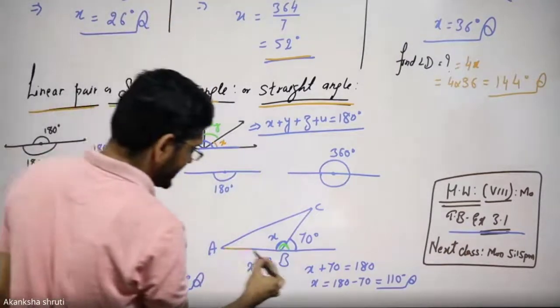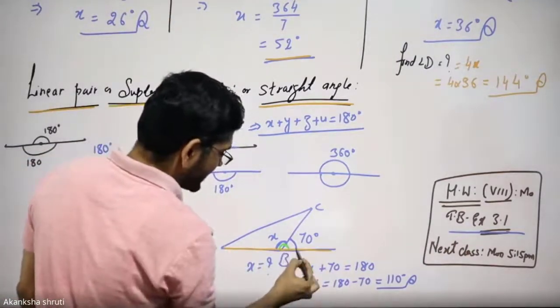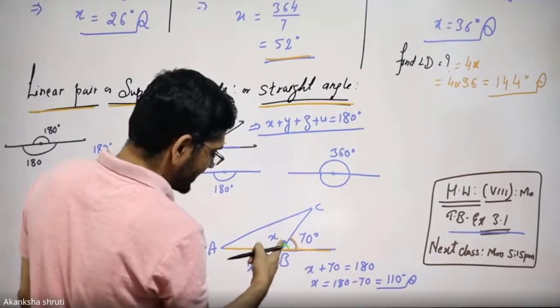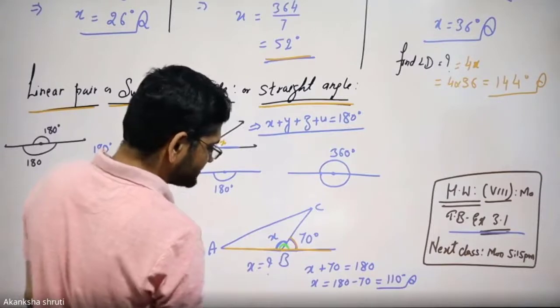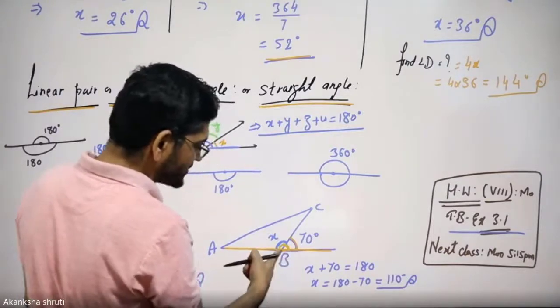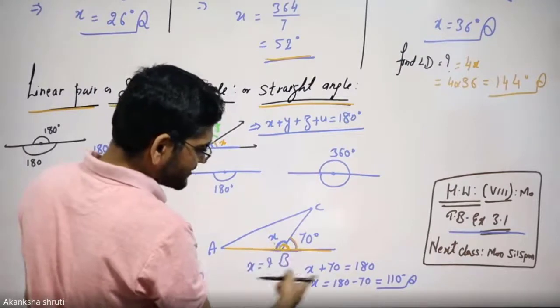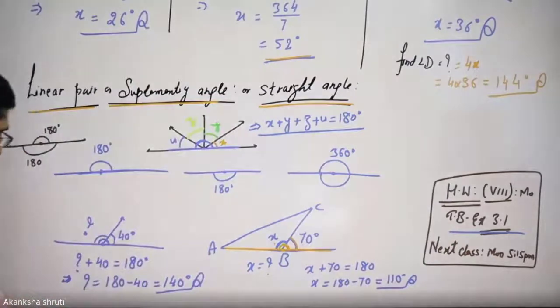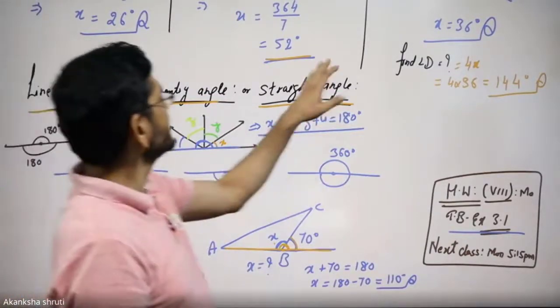Like here at B, the external angle is given as 70. What was this internal angle at B? Means x we have calculated. By applying the linear pair concept or straight angle concept, at B, x plus 70 is 180. So x is 110. So this was all. The similar kind of thing is also explained here. So this linear pair or straight angle is very important.